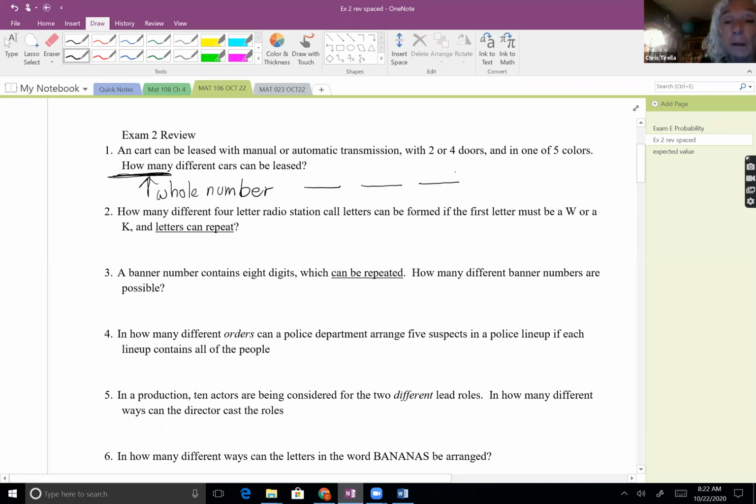Colors. Now, how many choices do we have for that transmission? 2. How many choices do we have in terms of how many doors? 2. And how many colors do we have to pick from? 5. So is everybody all right? This is that counting principle, and I've got 20 choices.